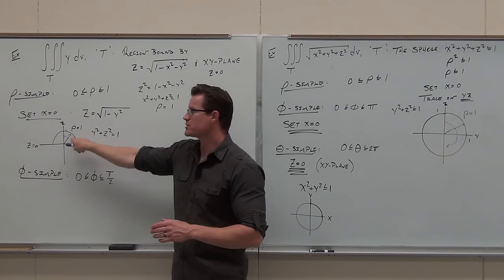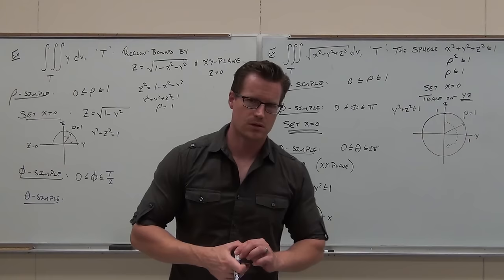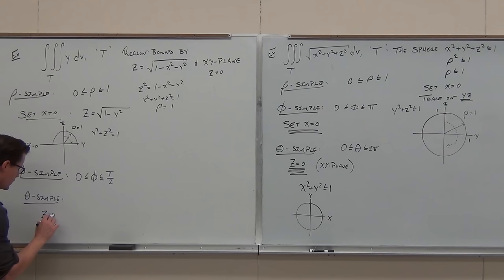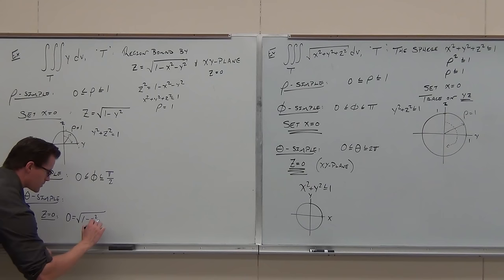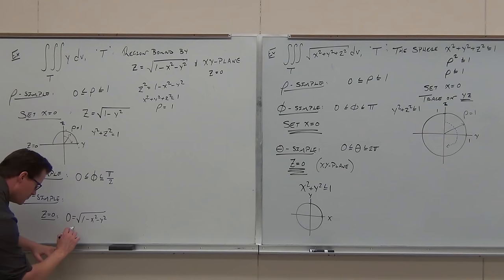Now the theta, you have to do one more thing with it. Ladies and gentlemen, right now you tell me how you find theta. What do you do? Just like pretty much always, set z equal to 0. And if we do that, we graph it. So z equals 0 says 0 equals the square root of 1 minus x squared minus y squared. Or you could even do it from here. What ends up happening is you get x squared plus y squared equals 1.